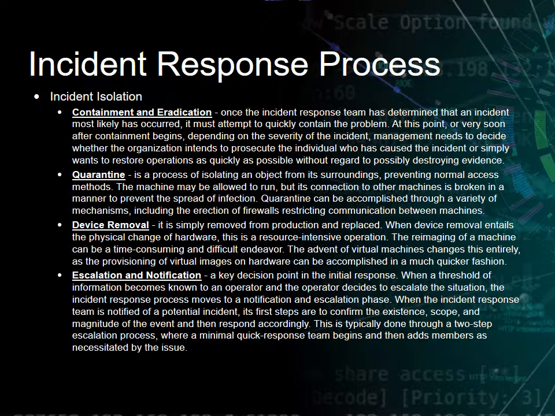Is virtualization being used? Escalation and notification is a key decision point in the initial response. When a threshold of information becomes known to an operator and the operator decides to escalate the situation, the incident response process moves to a notification and escalation phase. When the incident response team is notified of a potential incident, its first steps are to confirm the existence, scope, and magnitude of the event, then respond accordingly. This is typically done through a two-step escalation process, where a minimal quick response team begins and then adds members as necessitated by the issue.